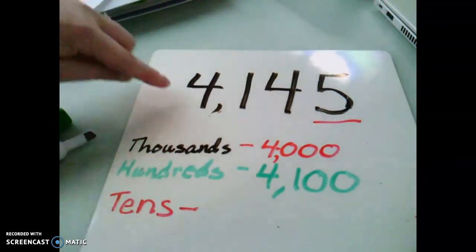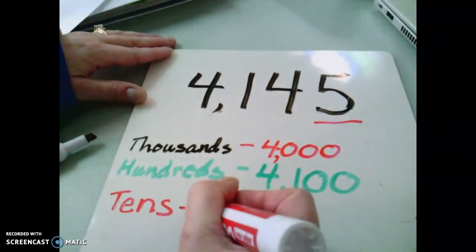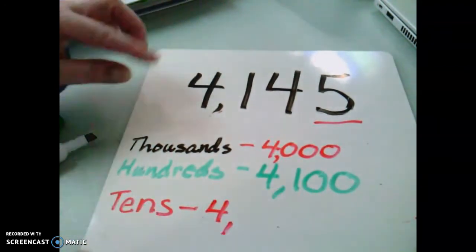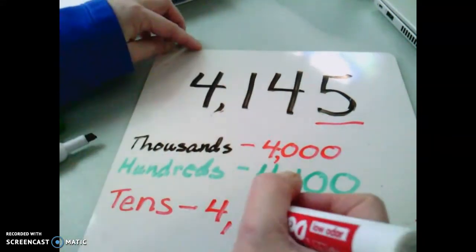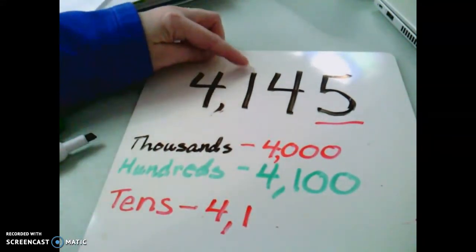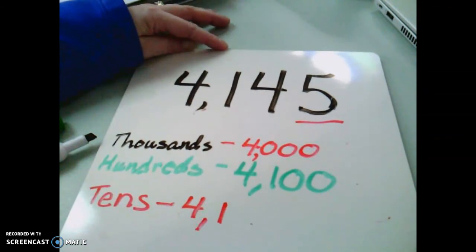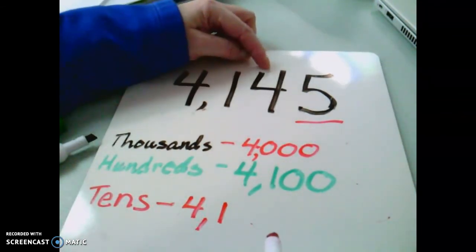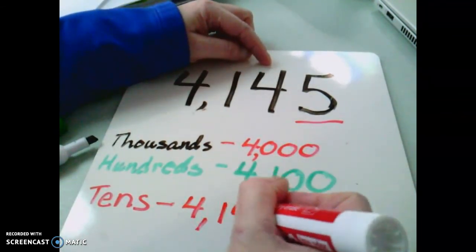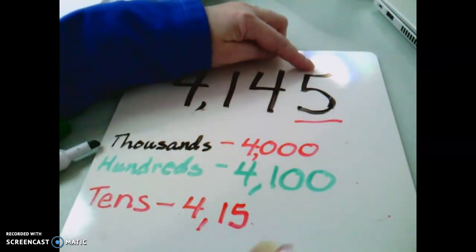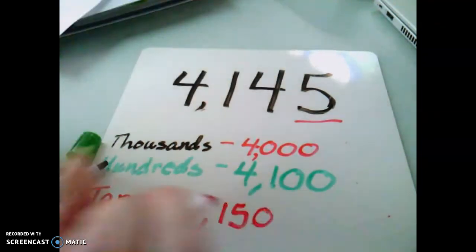So our new number is 4,000. That does not change when we're looking at the tens. 100, that does not change when we're looking at the tens. This is going to go up, so it's going to become 5, and then this number becomes the 0.